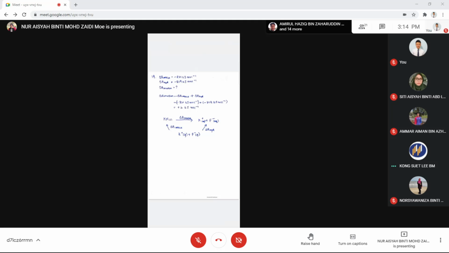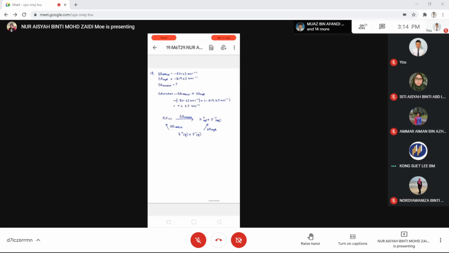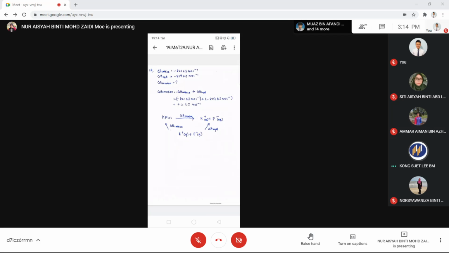Okay. From the question, the given lattice energy for potassium fluoride is negative 821 kilojoule per mole, and the enthalpy of hydration is negative 819 kilojoule per mole. So we must find the enthalpy of solution. So this is my energy cycle. Delta H solution equals negative delta H lattice plus delta H hydration. So we just put in the delta H values and we get positive 2 kilojoule per mole.